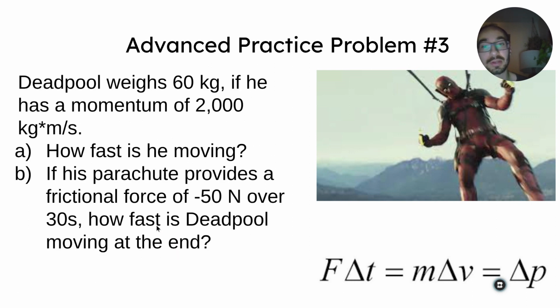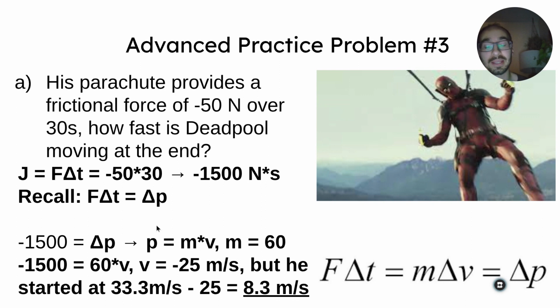So 2,000 minus 1,500 is 500, and then you'll plug it back in to the equation, momentum equals mass times velocity. If you divide by 60, you'll get 8.3. You could also do it this way. If the change in momentum is negative 1,500 and change in momentum is mass times change in velocity, and you solve for the change in velocity, you'll get negative 25. So he slows down by 25, you do his initial speed minus 25, and you'll still get 8.3. So you could have solved it using m delta v or change in momentum this way. A couple ways to solve it. You should have ended up with 8.3.